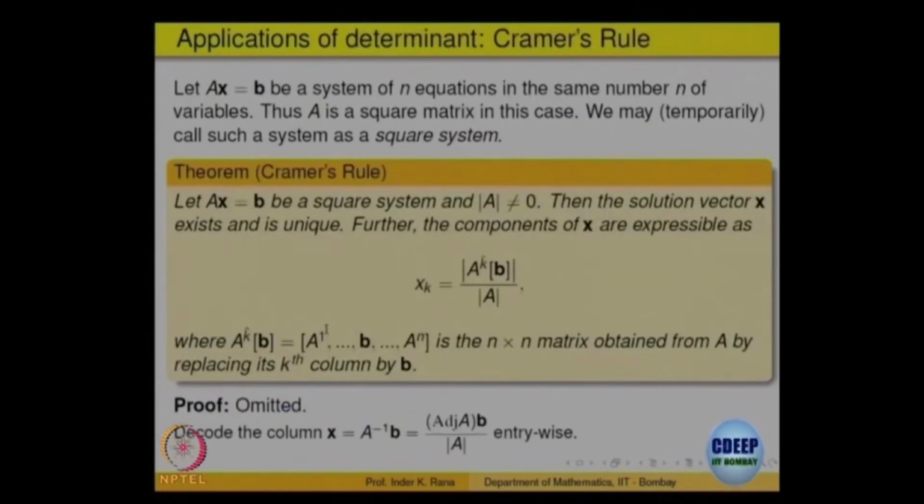I will not say much about this, but just recall there is something called Cramer's method of solving a system of equations. That is a very specialized method that works only when, first of all, the matrix is an n cross n matrix, n equations in n unknowns, and A should be invertible. Then how to find that unique solution? Historically it was of importance and useful.